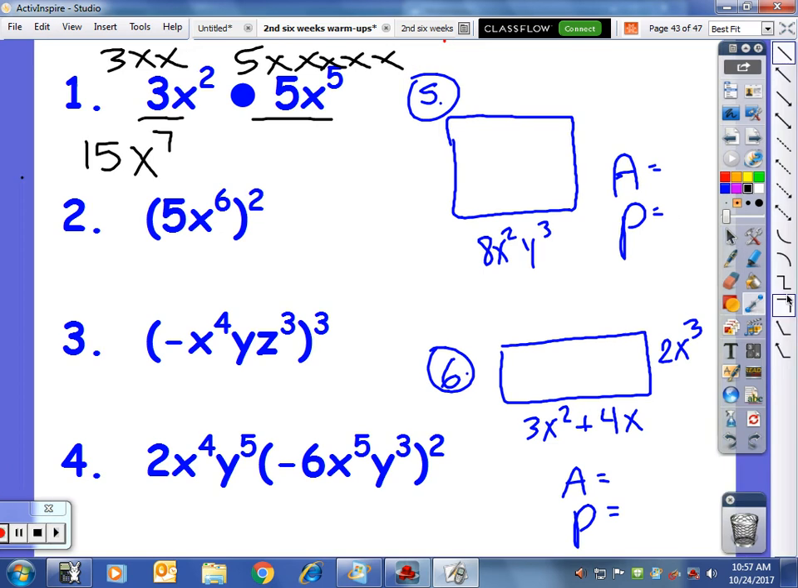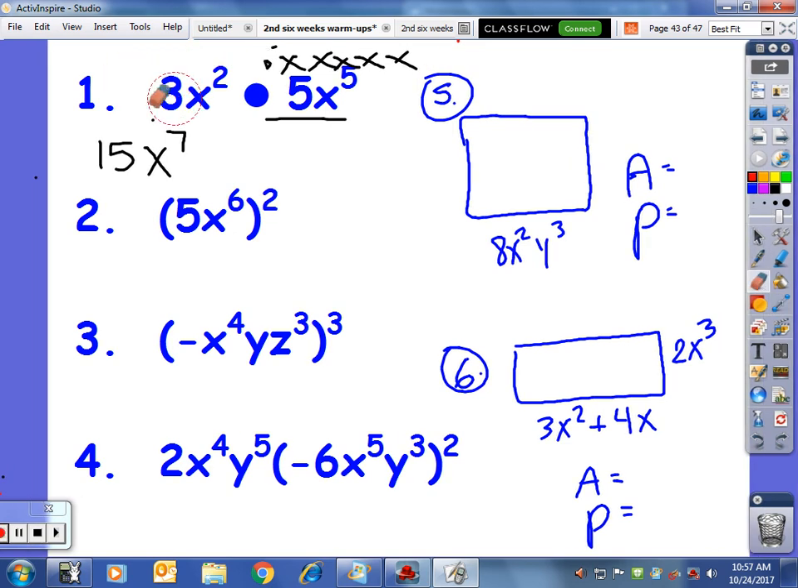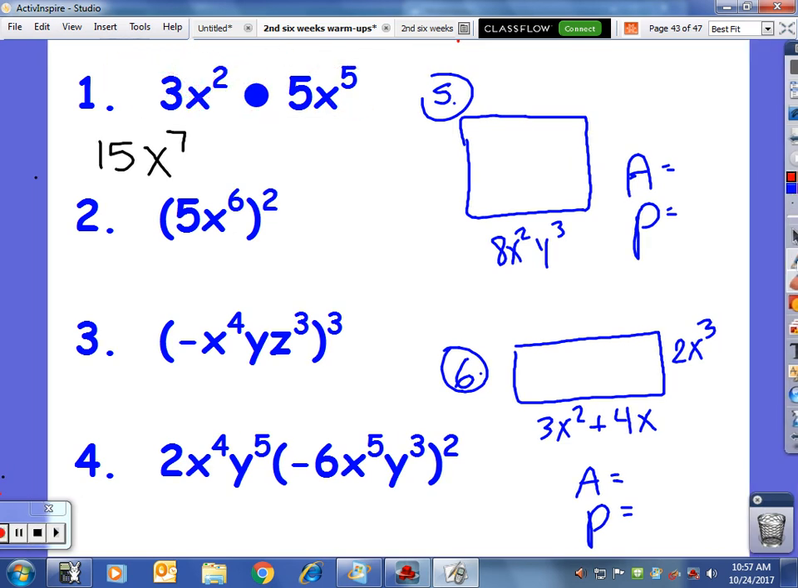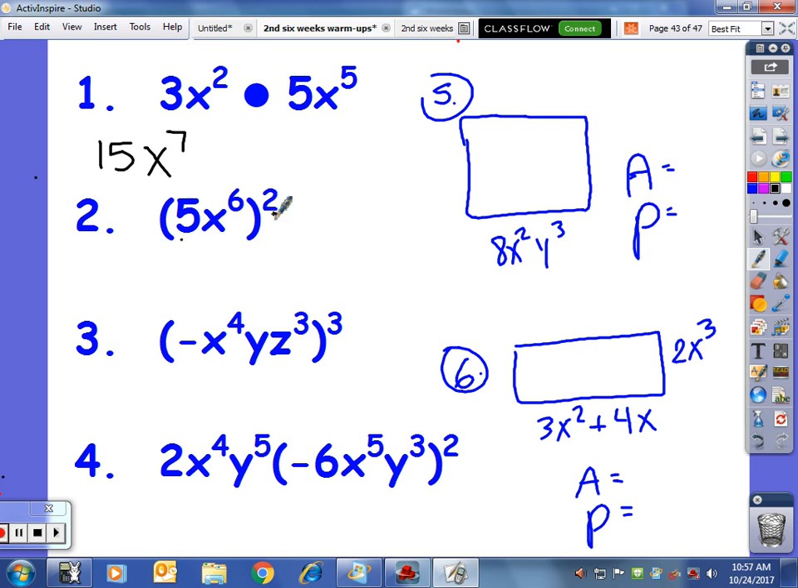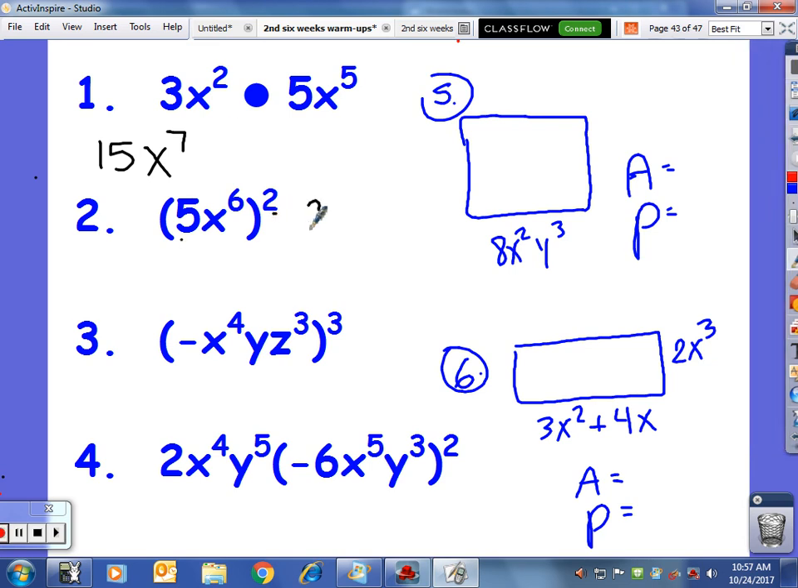All right, number 2, this is where you're raising a power to a power. This is a different rule. 5 will get squared just like normal. What's 5 squared? 25. What do I do with these guys? Multiply them. So that's 25x to the 12th.